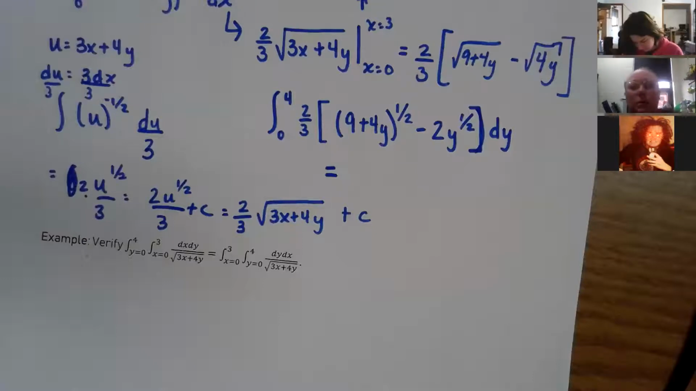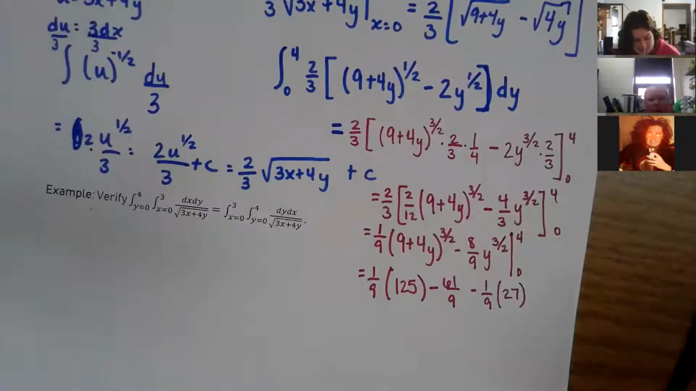What's 5 cubed? 125. There we go. And then square root, that's 8. So 9 square root is 3. 3 cubed is 27. All right. So, did you get these numbers?